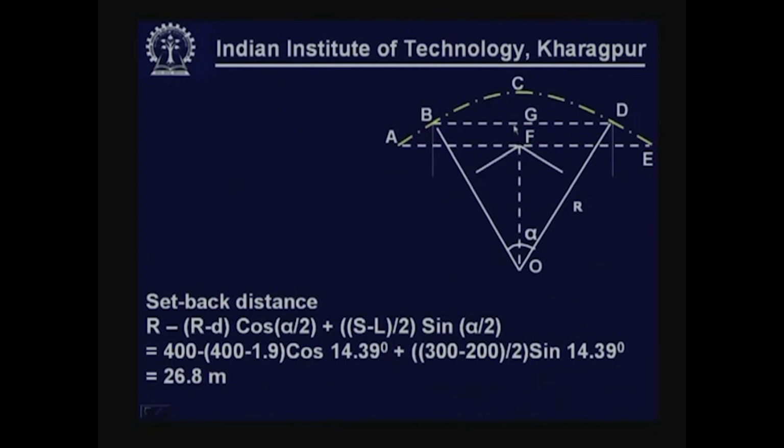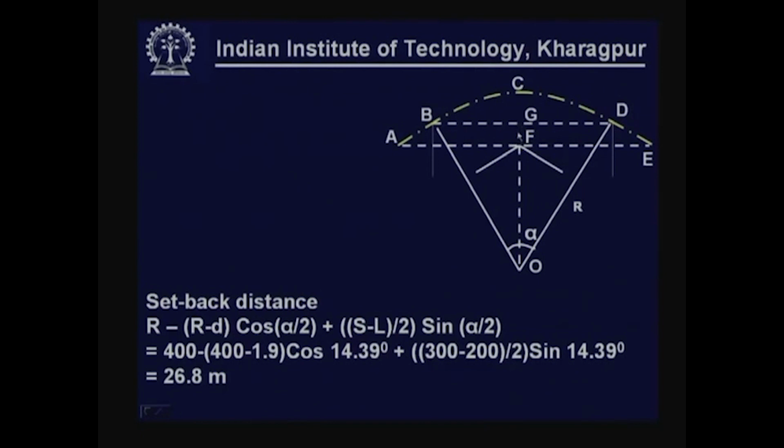Next, in this case, the setback distance is nothing but CF. This can be calculated as CG plus GF. Now, what is CG? CG is nothing but OC minus OG, where OB is r minus d and OC is r. Now, what is OG? OG is nothing but OB cos alpha by 2. So, CG is nothing but r minus (r minus d) cos alpha by 2. To calculate the total setback distance, this GF component is to be added.